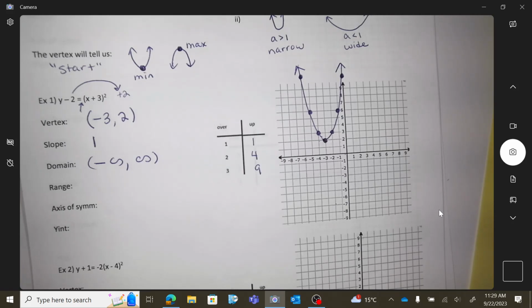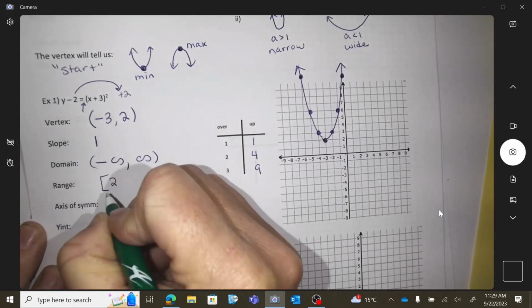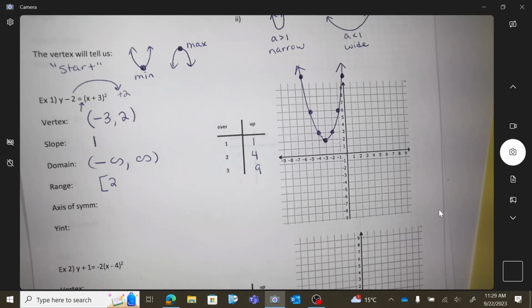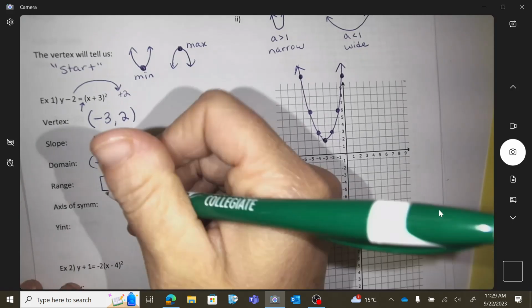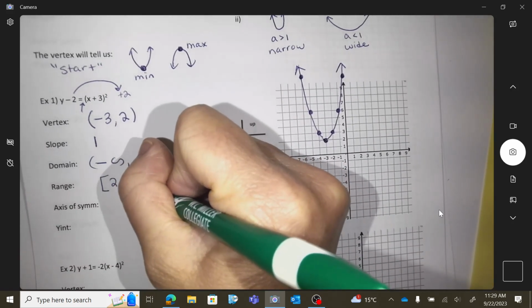Range. So the y's. Can you think how low would this go to how high does this go? That's what you're thinking. So what's the lowest height? 2. And you know what I'm going to do? I'm going to put a square bracket on there because that's something that's exactly 2. Comma. How high? Infinity.